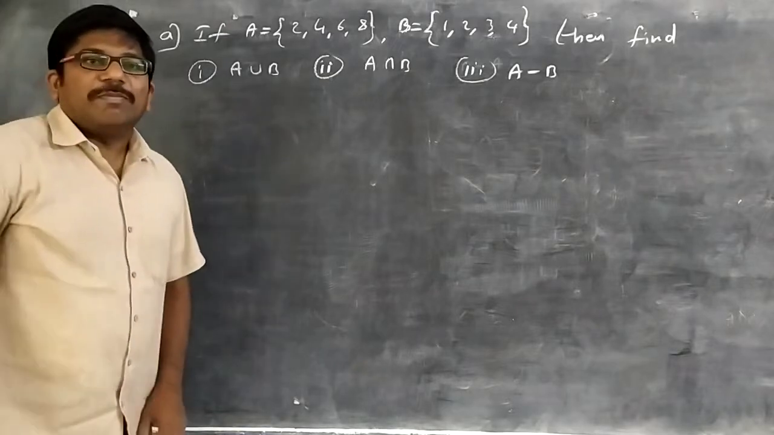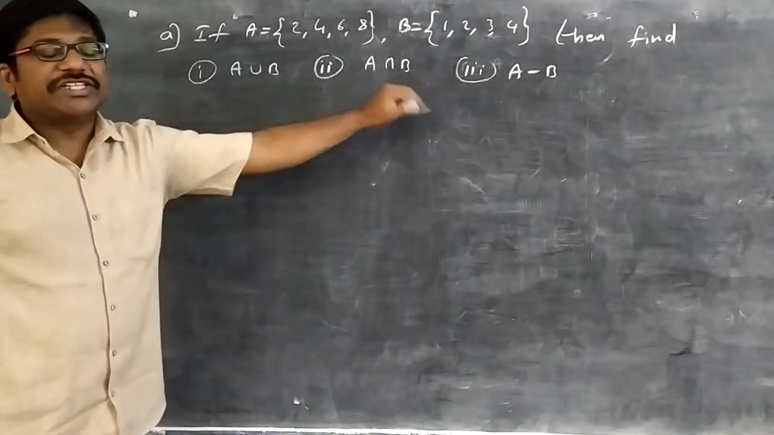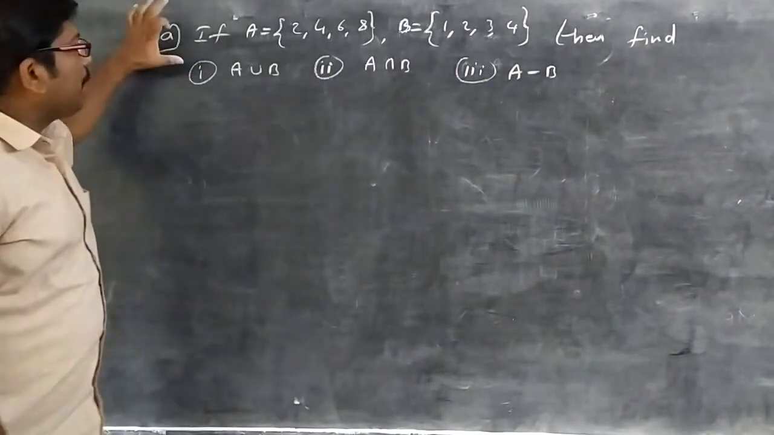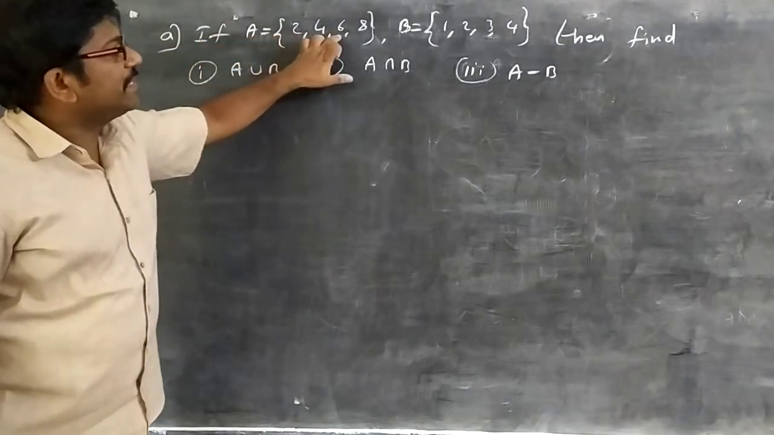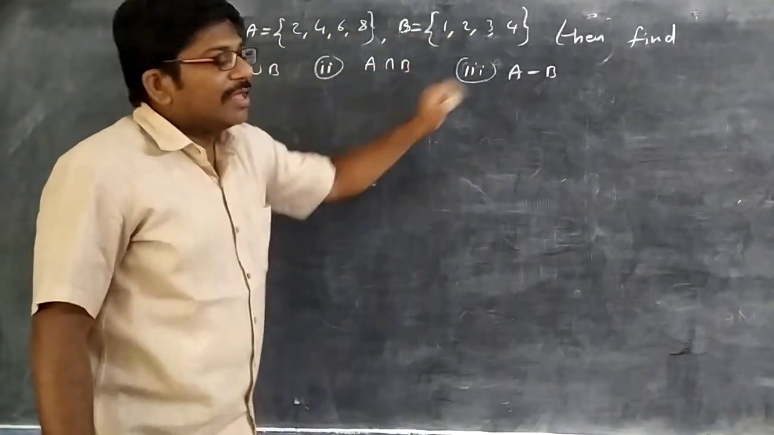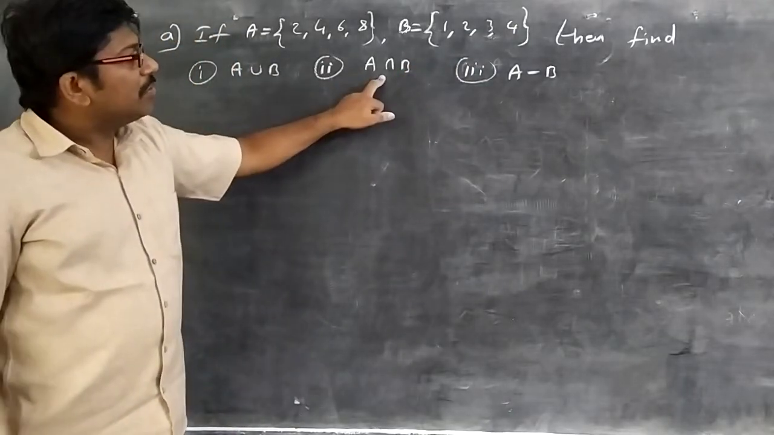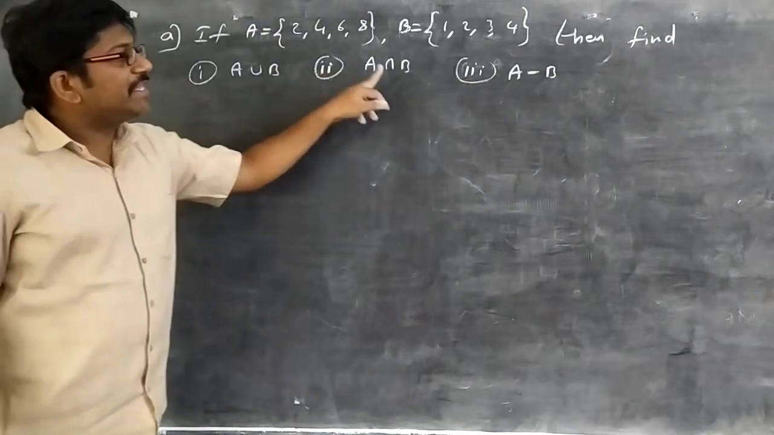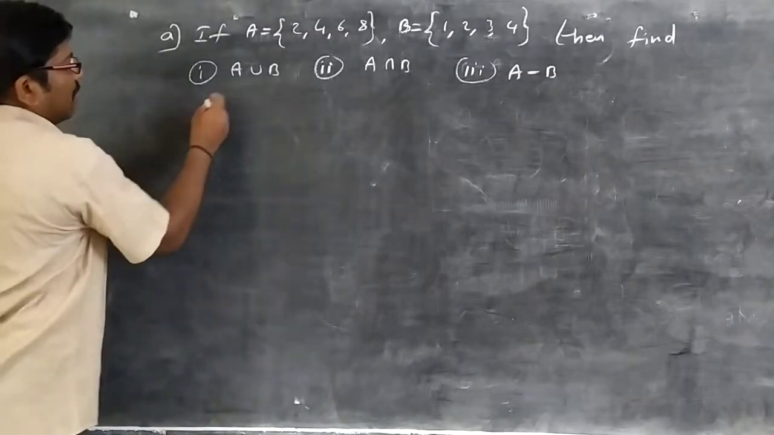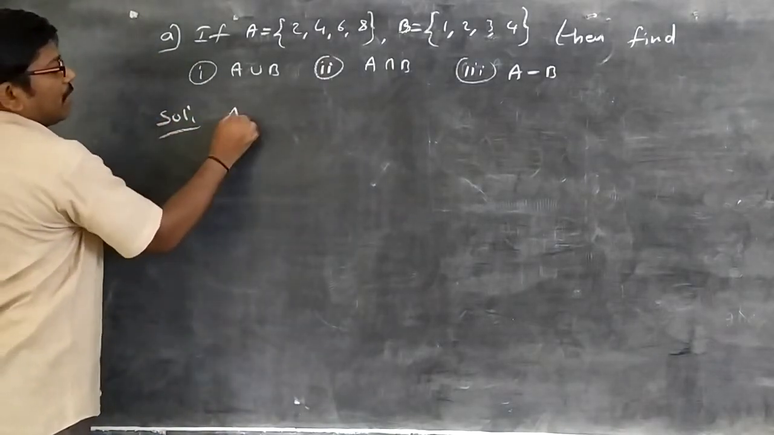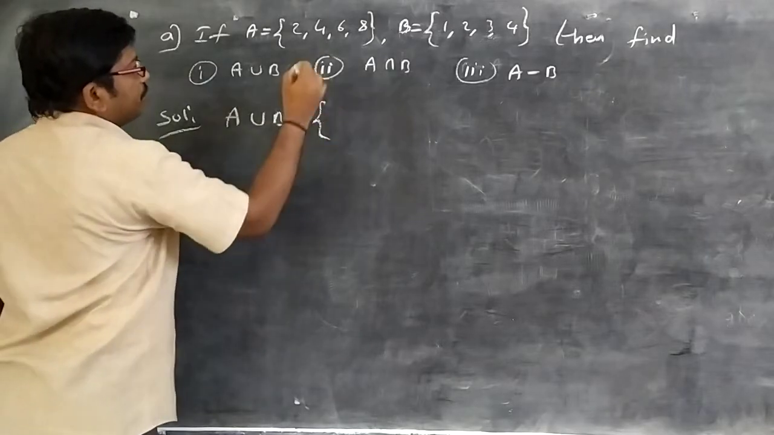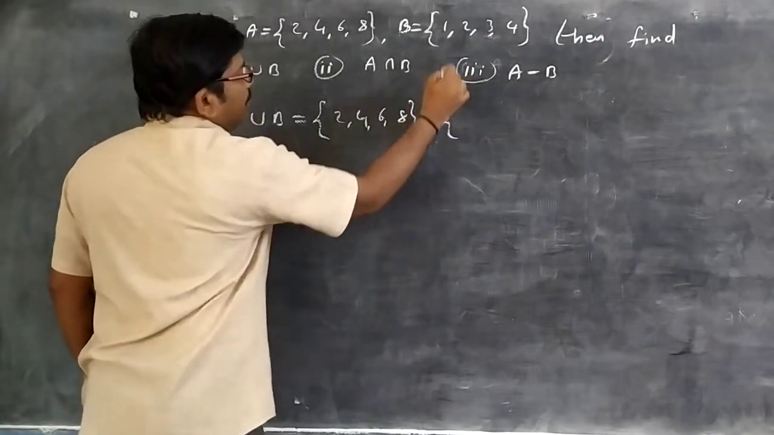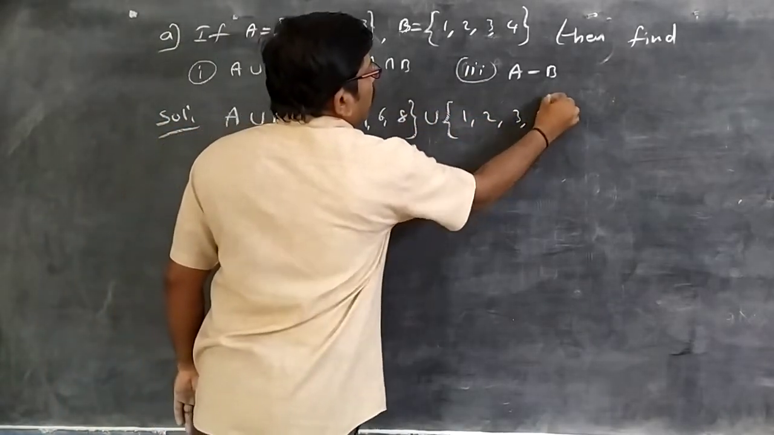Now let me do one problem based on three operations: A union B, A intersection B, and A minus B. The problem is: if A is equal to 2, 4, 6, 8 and B is equal to 1, 2, 3, 4, then find A union B, A intersection B, A minus B. We already discussed the union, the intersection and the difference of sets. First of all, A union B. What is A? 2, 4, 6, 8. Union. What is B? 1, 2, 3, 4.